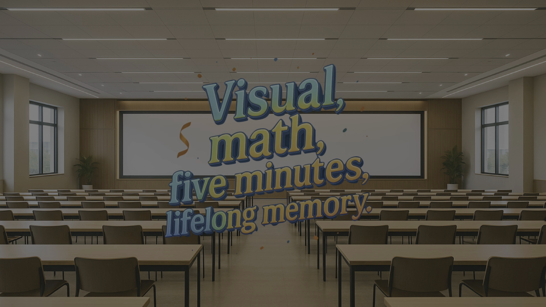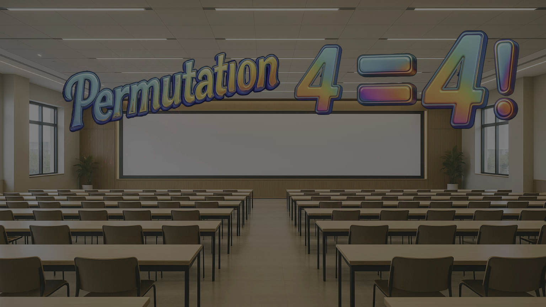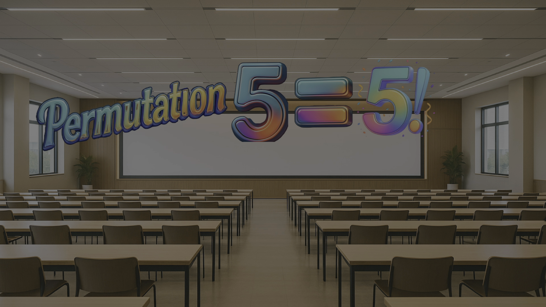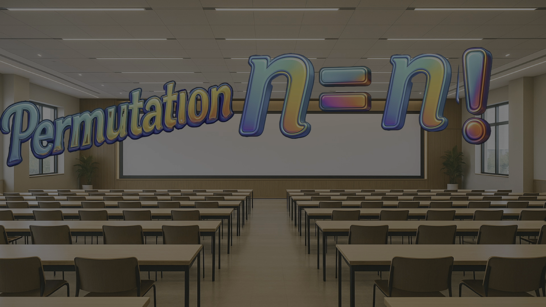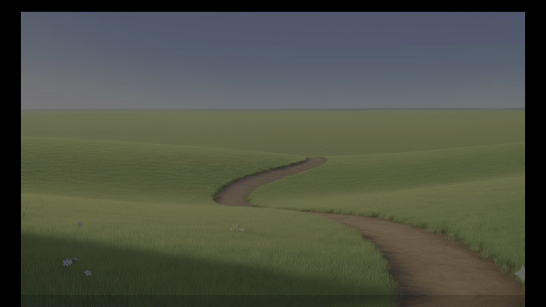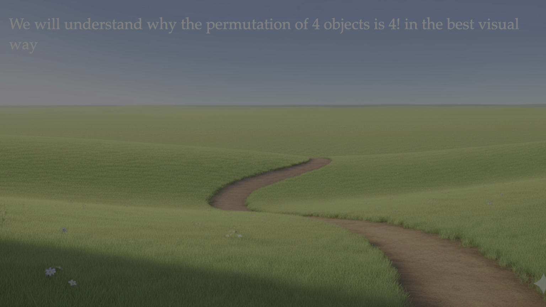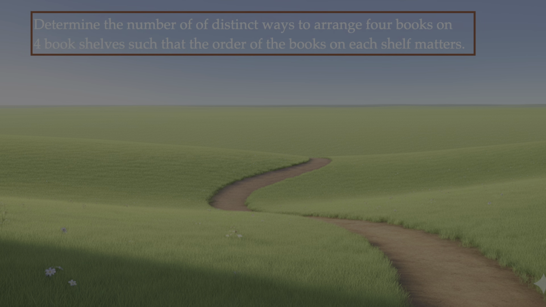Pure visuals, lasting understanding. We will not only understand why the permutation of 4 objects is 4 factorial, but also understand why the permutation of 5 is 5 factorial, but also understand why the permutation of n objects is n factorial. We use the following example, but the idea extends to any arrangement of 4 distinct objects in 4 distinct positions.